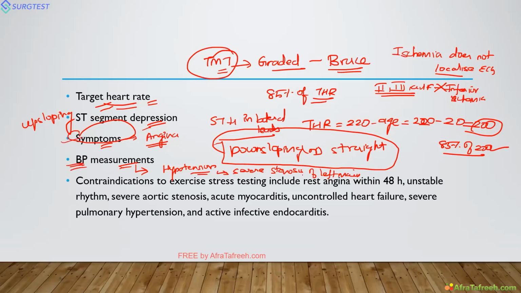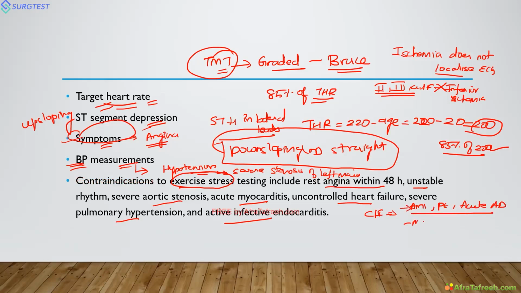So this was the last question. These are the contraindications for stress testing: rest angina within 48 hours, unstable rhythms, severe aortic stenosis, acute myocarditis, uncontrolled heart failure, severe pulmonary hypertension, and active infective endocarditis. You can remember easily. Contraindications are mainly the emergencies in cardiology. The three big emergencies are acute MI, then pulmonary embolism, then acute aortic dissection. In these three things, you can't do TMT because these are acute emergencies.